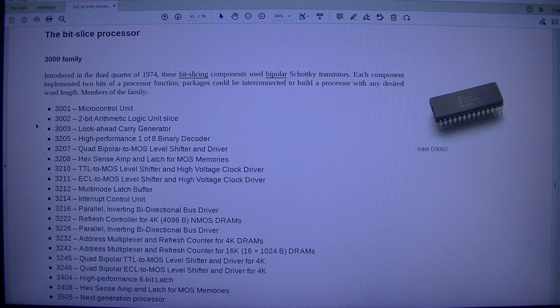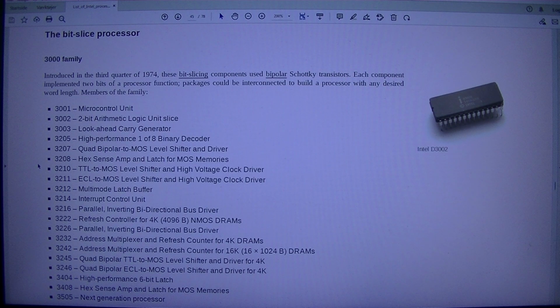3002 2-bit arithmetic logic unit slice. 3003 look-ahead carry generator. 3205 high-performance 1 of 8 binary decoder. 3207 quad bipolar TMOS level shifter and driver. 3208 hex sense amp and latch for MOS memories.